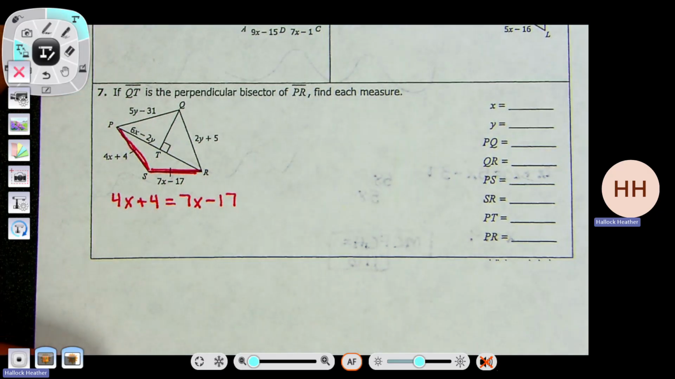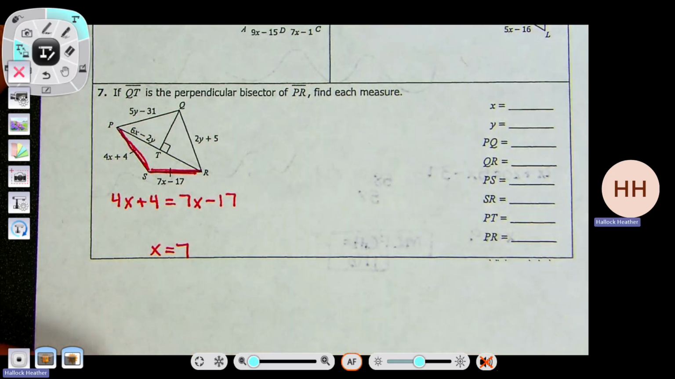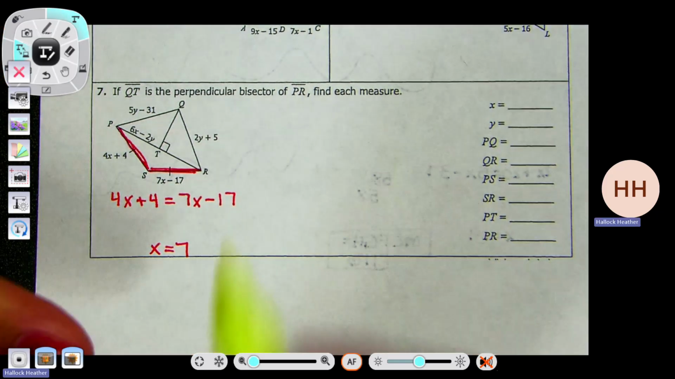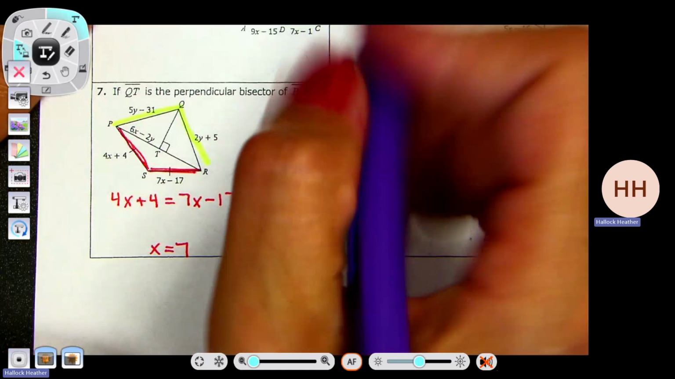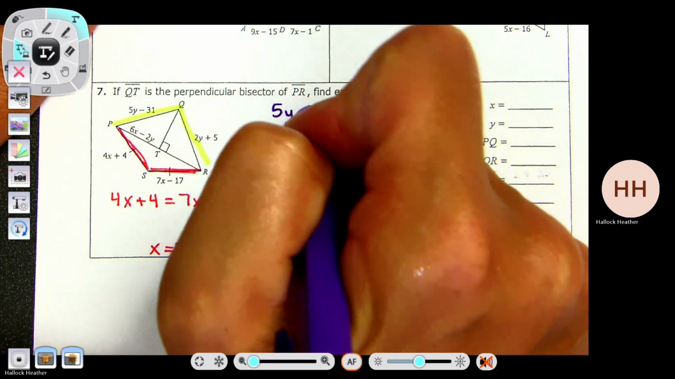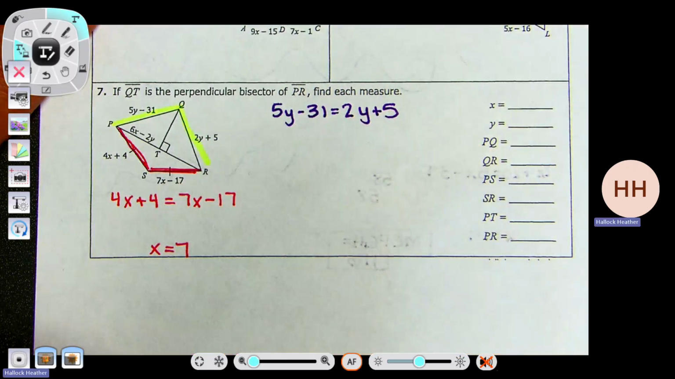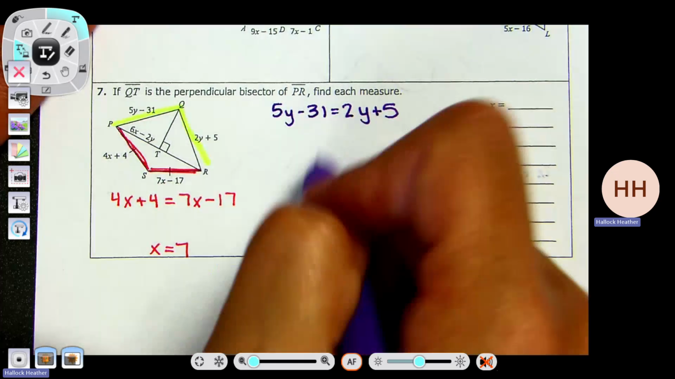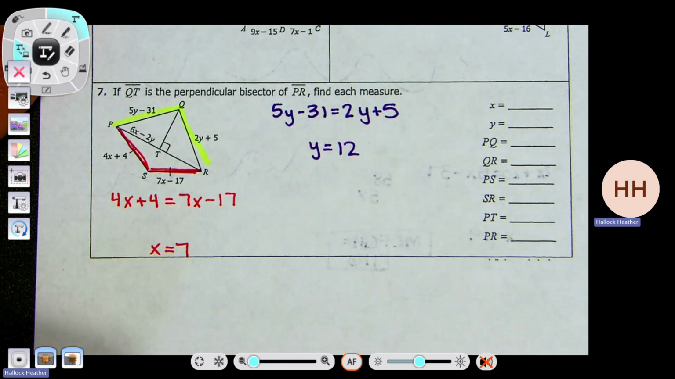Okay, what do we get for X? 7. Good. Now for Y, you should be setting up the outsides equal to each other. So this one matches with this one. So I could do 5Y minus 31 equals 2Y plus 5 because the Y's have to equal the Y's. What do you get for Y? Y equals 12.